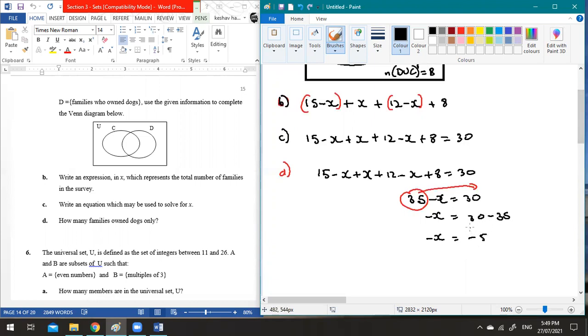Again, any variable or letter that has no coefficient, the number is 1. So we're going to divide by negative 1 to make it a positive value.